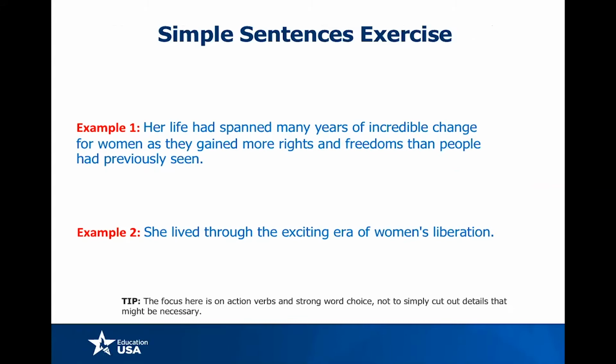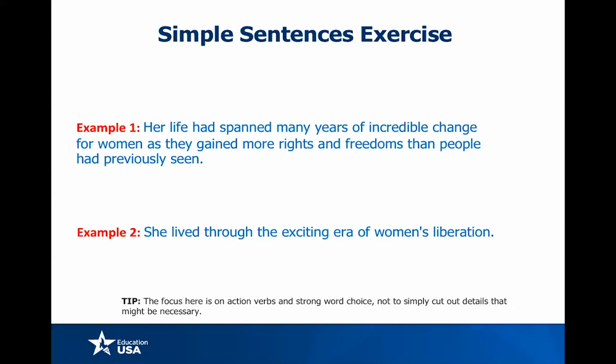So here is an example to show you what this looks like in practice, because you guys might not know what I mean by a less is more approach, and I don't want you to just go and start cutting out all of your sentences. Don't do that. But think about how you can write more effective sentences. So for example 1, we have a sentence. It's okay. It's not bad. But it says, her life had spanned many years of incredible change for women as they gained more rights and freedoms than people had previously seen.